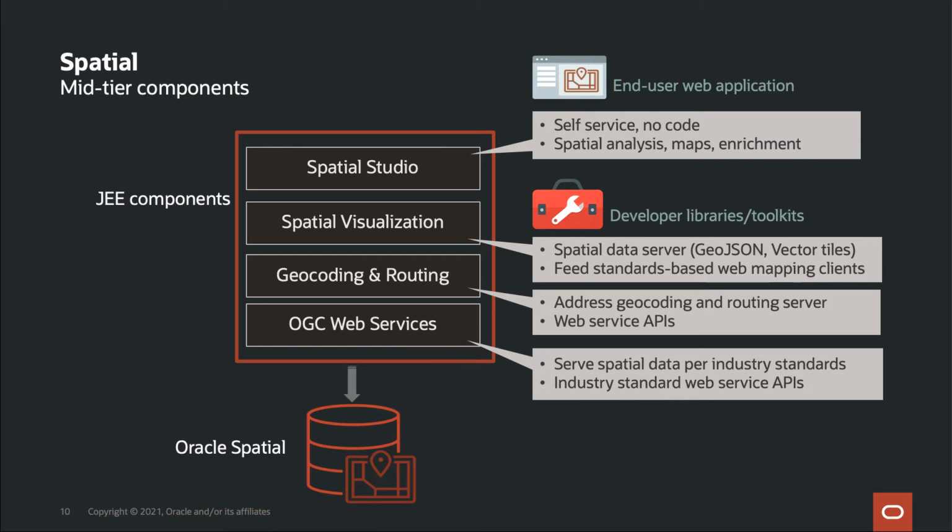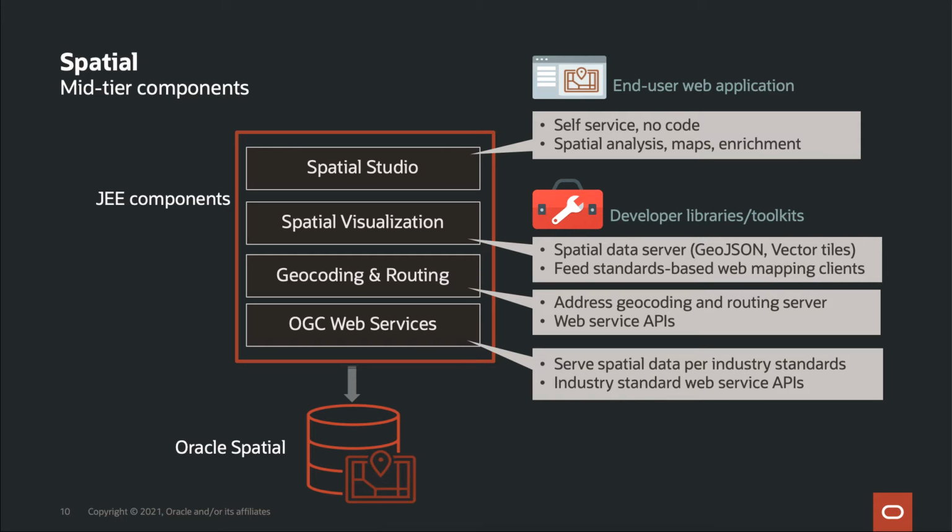So Spatial Studio is an application for sort of self-service access to the spatial features of the Oracle database. Spatial visualization is a component that provides a spatial data server, basically the ability to publish data out of Oracle Spatial in standards-based formats that are supported across all popular mapping clients.